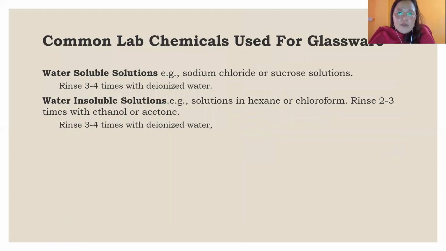So these are the common glasswares. It is very important to clean them, both physically and chemically. There are different types of chemicals we use whenever we clean glasswares: water insoluble solutions or water soluble solutions. Under water soluble solutions we have sodium chloride and sucrose solution. After using them, it is advised to rinse the glassware 3 to 4 times with deionized water. In case of water insoluble solutions, you can use hexane and chloroform, and after that rinse the glassware 2 to 3 times with ethanol or acetone, and then rinse 3 to 4 times with deionized water.